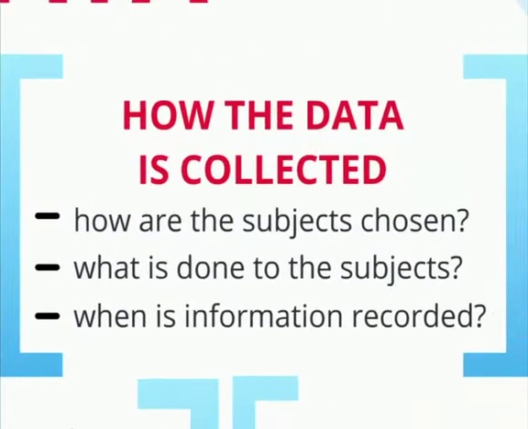So, there are three general categories of question, and the first one is how is the data collected? You need to know the answers to this or you can't choose your statistics. So you need to know how the subjects were chosen. A subject in statistics is whatever it is that you did your research on, whatever it is that you recorded information about. It's like subject in grammar. The subject of a sentence is the thing that does the verb.